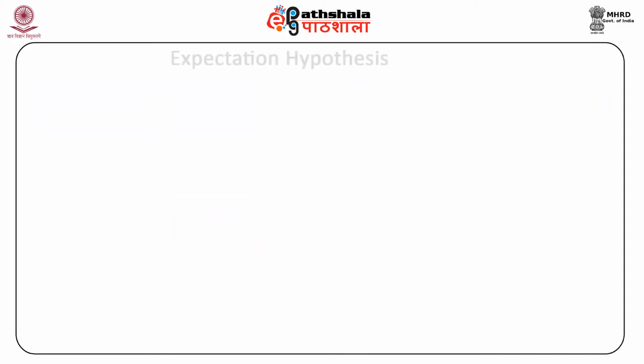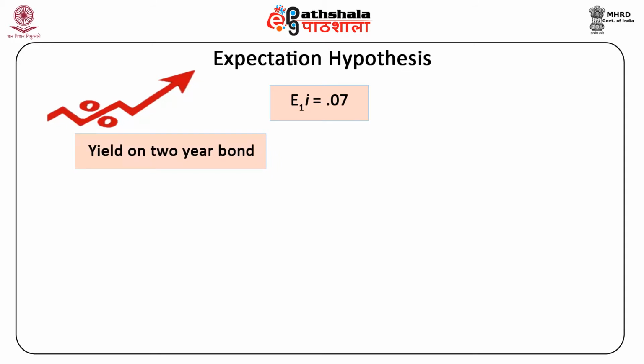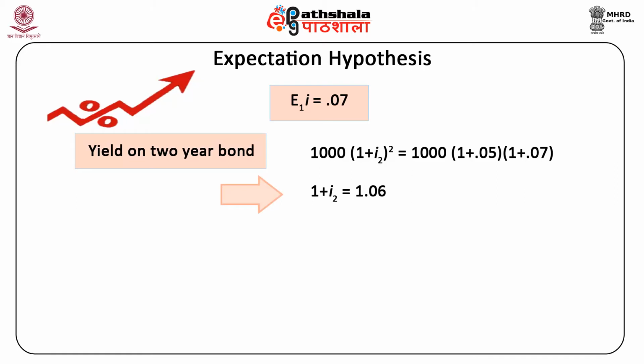Now suppose the investors expect next year 1-year bond yield would rise to 7%. That is, E1I is equal to 0.07. In this case, the yield on a 2-year bond that equates the expected return of holding a 2-year bond with that of a series of 1-year bonds gives us the condition, that is 1000 into (1 plus I2) whole square is equal to 1000 into (1 plus 0.05) into (1 plus 0.07), which is same as 1 plus I2 equal to 1.06. Hence, yield on long-term bond, here 2-year bond, is 6%.